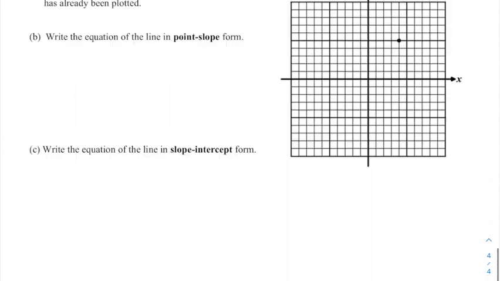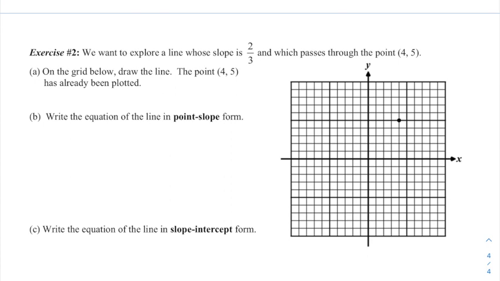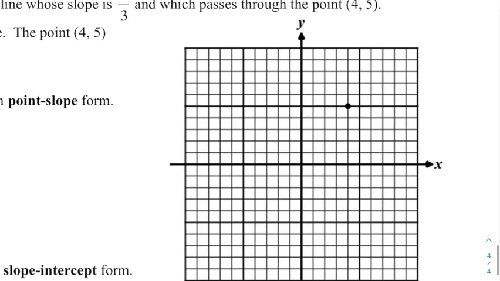Okay, so last question here. Okay, so we want to explore a line whose slope is 2/3 and passes through the point 4, 5. So on the grid here, we already have the point 4, 5. It's just asking us to graph it. So our slope is 2/3. That means we can go up 2 over 3, up 2 over 3. Let me backtrack down to left 1, 2, 3. Okay, and we could go ahead and connect.